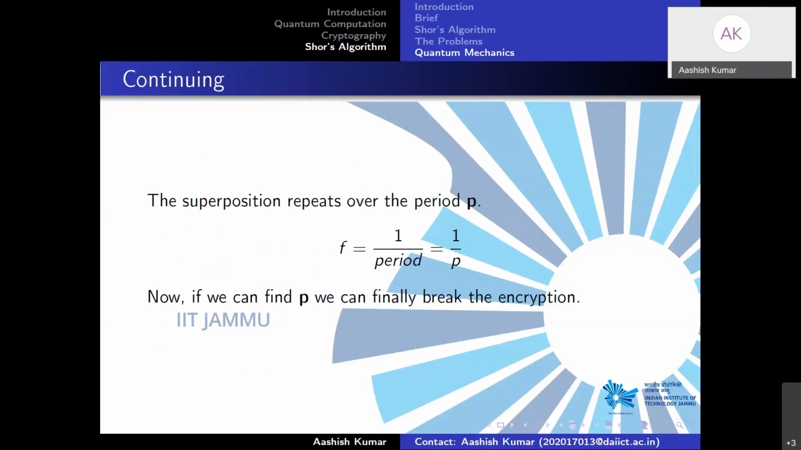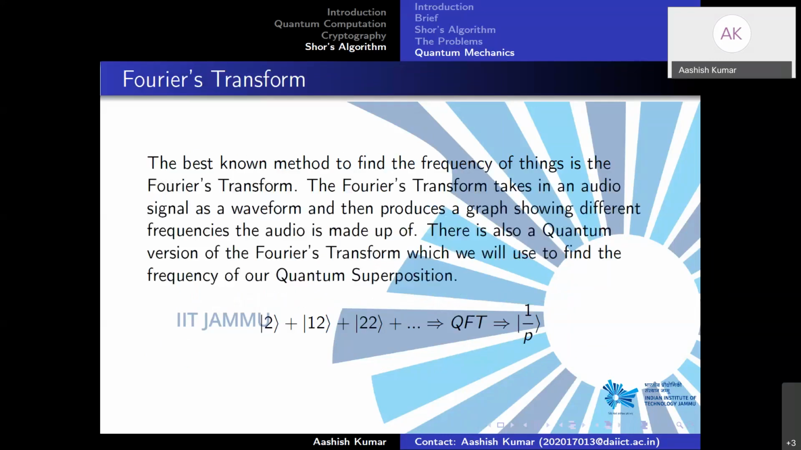And if this superposition is repeating over the period P, I can find the frequency here, which would be 1 upon P. And if I find this P, we can finally break the encryption. So to find P, I'll invert this frequency and I'll get P. So this is basically the idea of how it's going to be in the further slides.